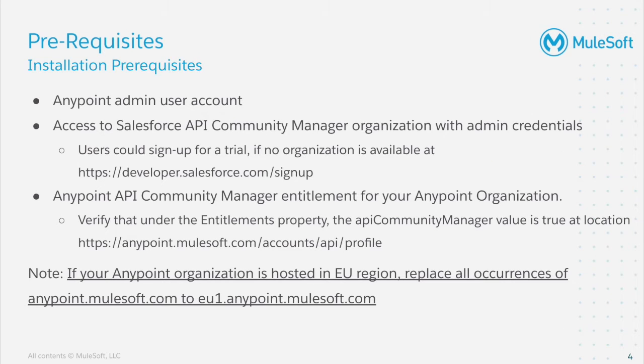The first step in the installation of the Anypoint Community Manager is making sure that we have all the required prerequisites. For the purpose of the installation, there are 3 main prerequisites. Number 1, you need to have an Anypoint account and a user with administrative privileges. You need to have a Salesforce organization and a user with administrative privileges. And finally, you need to make sure that you have the API Community Manager entitlement for your Anypoint organization.